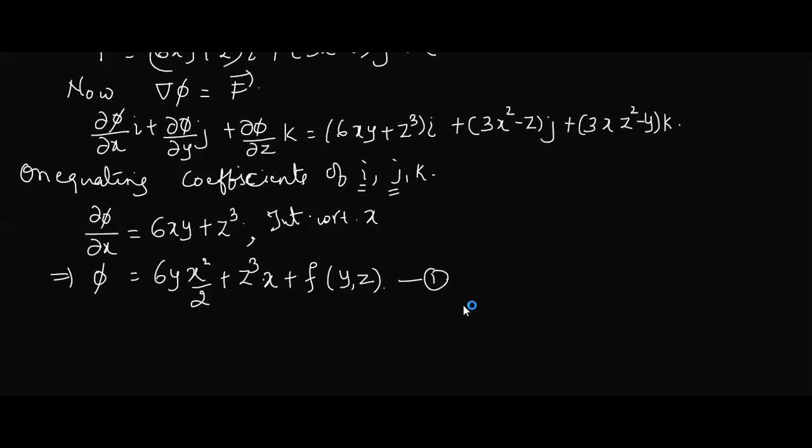Let us do it for j also. What will we get? Coefficient of j is dou phi by dou y is equal to, what is the coefficient of j here? 3x square minus z. Correct? How can I get a phi easily from here? Integrate with respect to y, no?